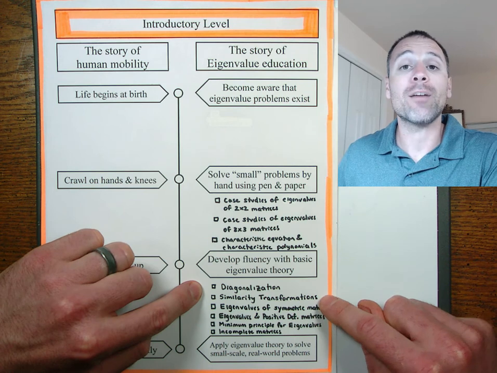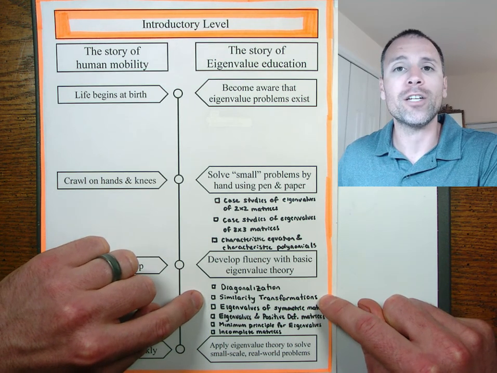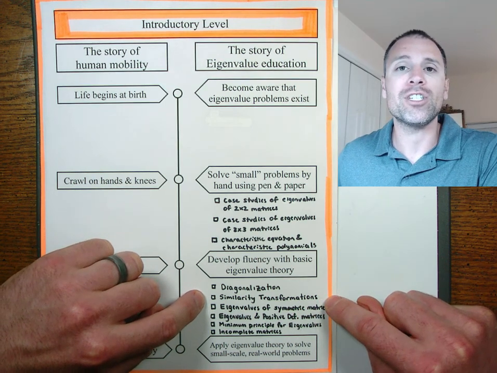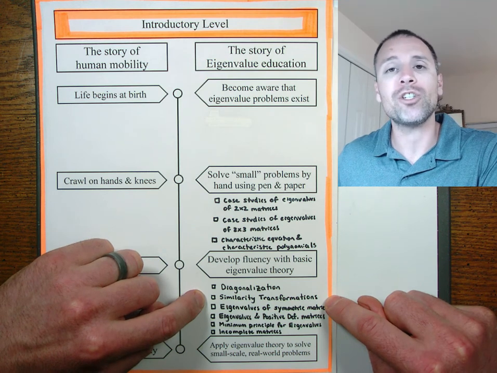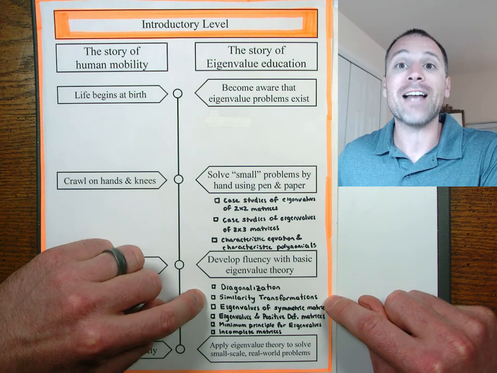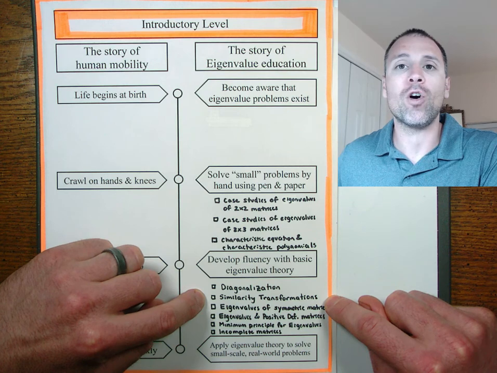The next thing we're going to talk about is the concept of similarity transformations. Similarity transformations actually set the foundation for computational algorithms in eigenvalue theory. That's a very powerful strategy that is involved in intermediate and expert level eigenvalue calculations.